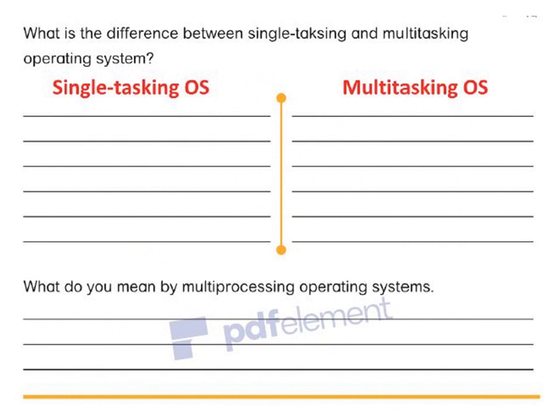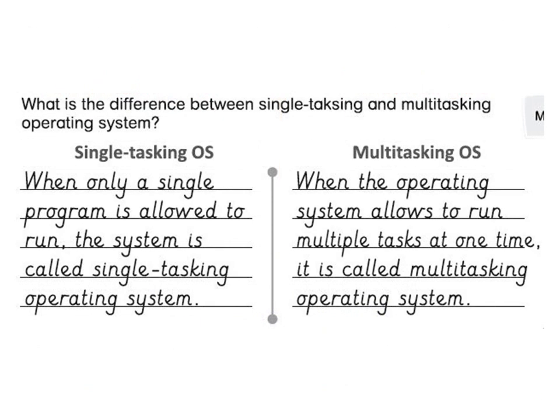So, here is a question: write the difference between single tasking and multitasking operating system, and what do you mean by multiprocessing operating system? So the first answer: when only one single program is allowed to run, the system is called single tasking operating system. And when the operating system allows to run multiple tasks at one time, it is called multitasking operating system. Pause the video if required, note down the answer.